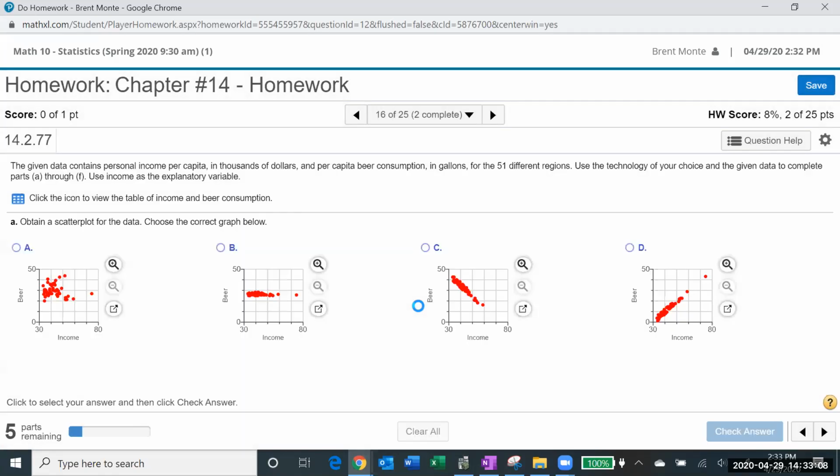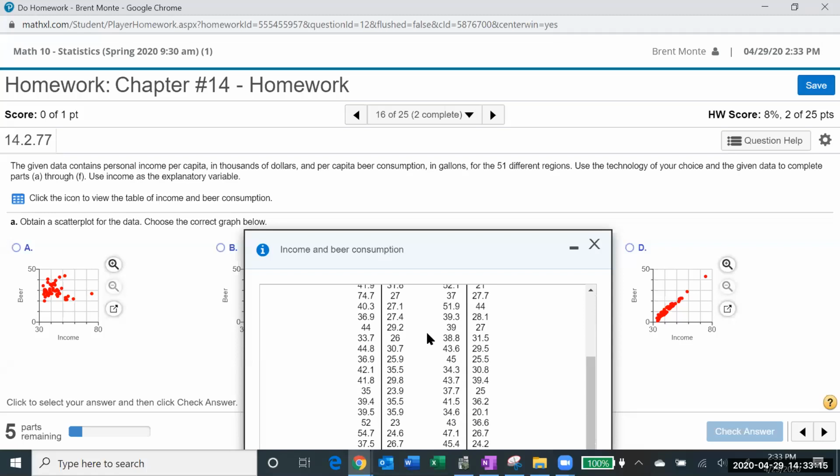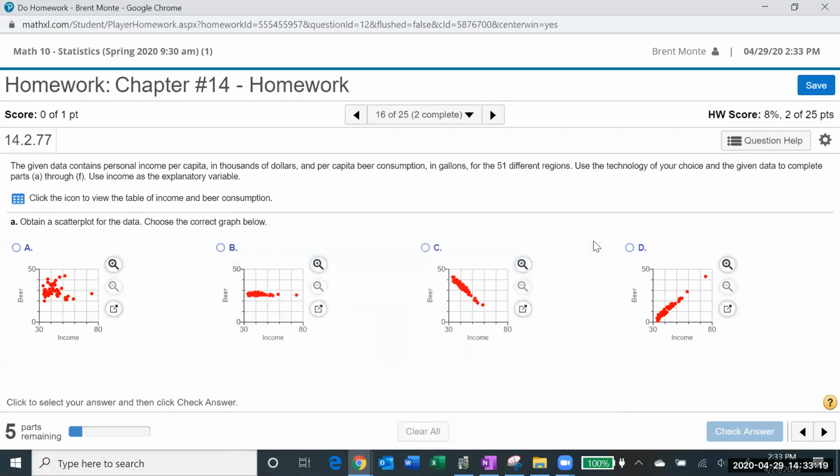If we had a small data set, notice this one's gonna be very similar. If we click, there's 51 different regions. So that one, you definitely wouldn't wanna put all that data into your calculator. But we don't have to. We would just go ahead and use our StatCrunch to do it. Notice here, let me give you a heads up.